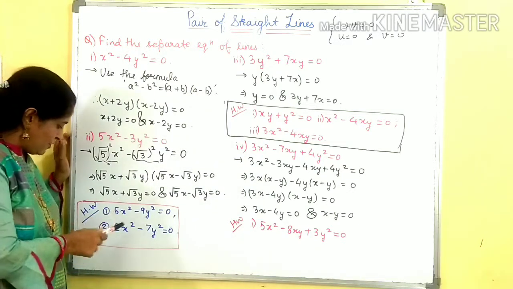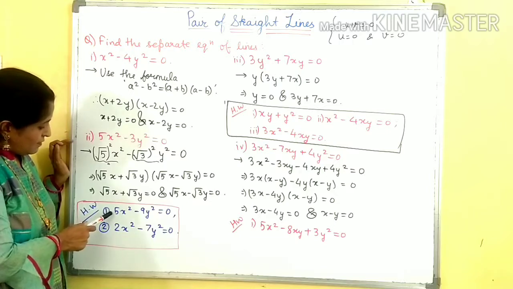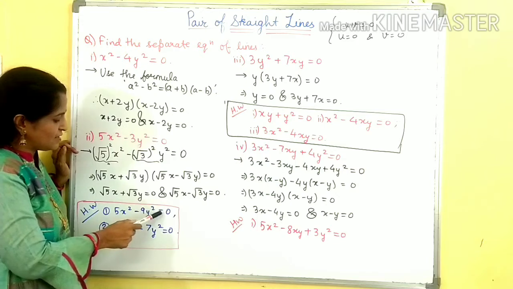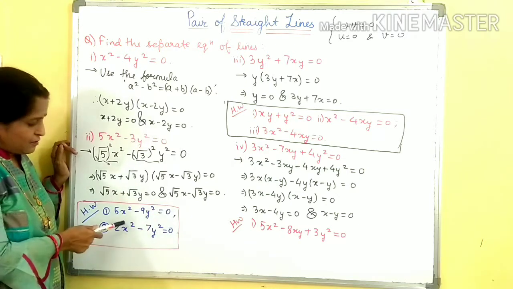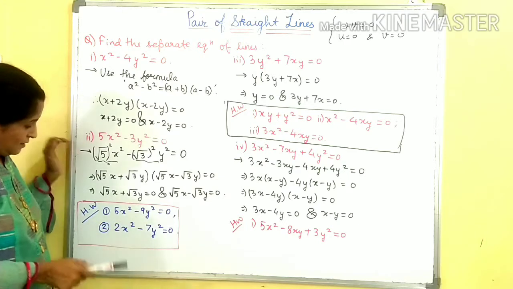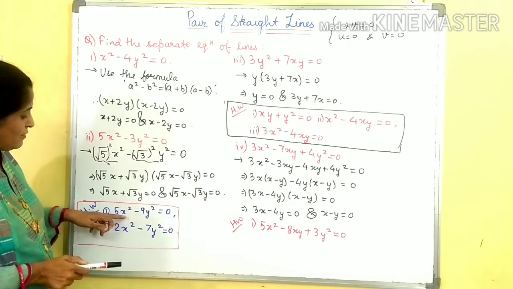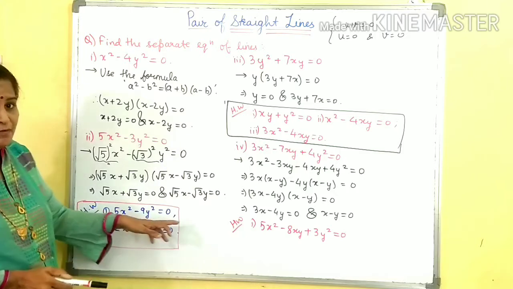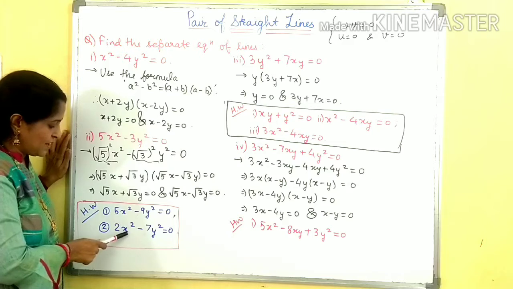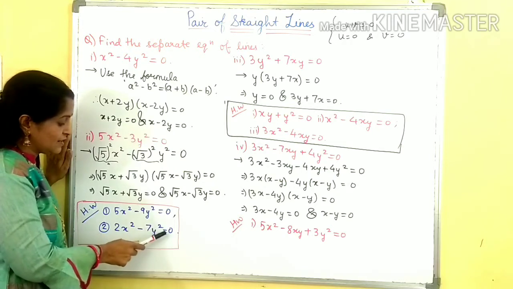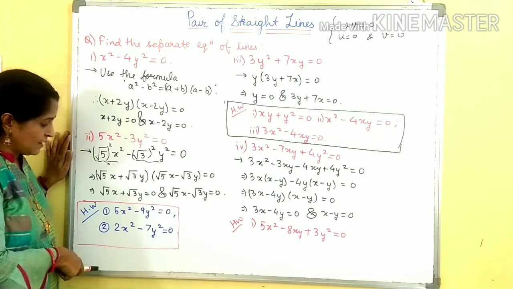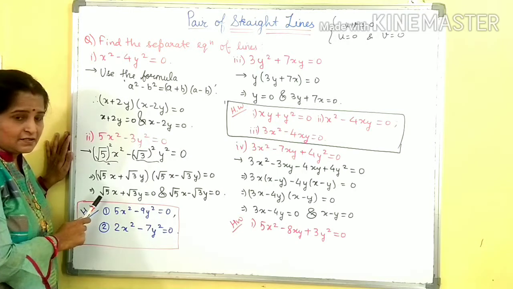Now there are two homeworks. First is 5x square minus 9y square is equal to 0. Here you find out what is a, what is b, and get the value of a plus b and a minus b. For the second example, 2x square minus 3y square is equal to 0. Again same type. What is your answer for the first?